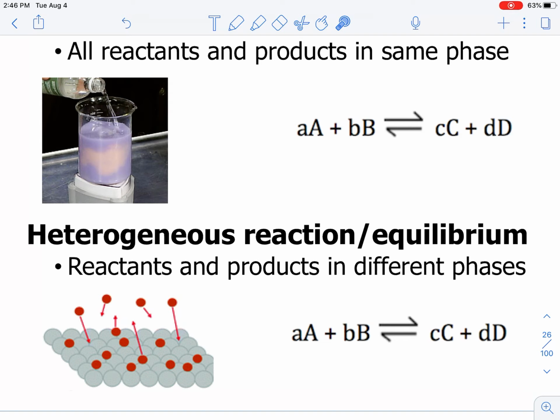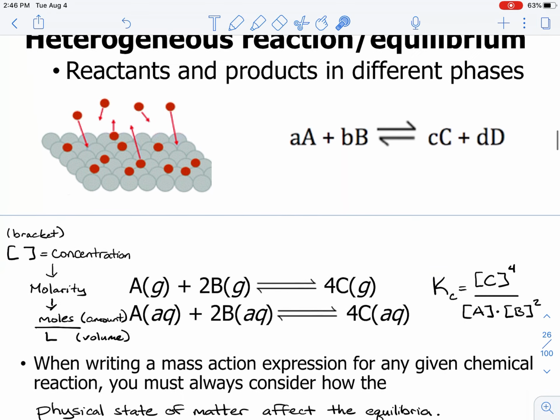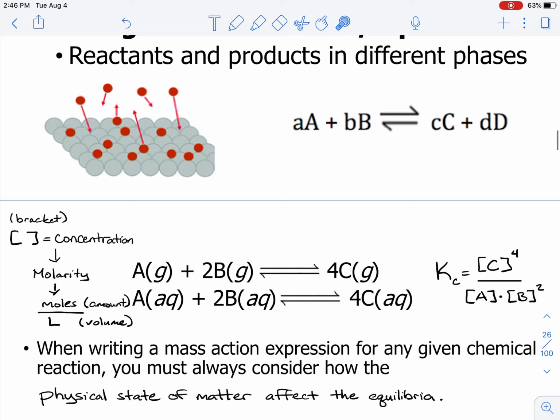Now, obviously, if you have two reactant particles or two product particles or a combination of reactant and product that are different in phases, then that would also be considered heterogeneous. So overall, what we want to do is learn how the physical state of matter affects the equilibria. And that's going to affect the way that we write our mass action expression.